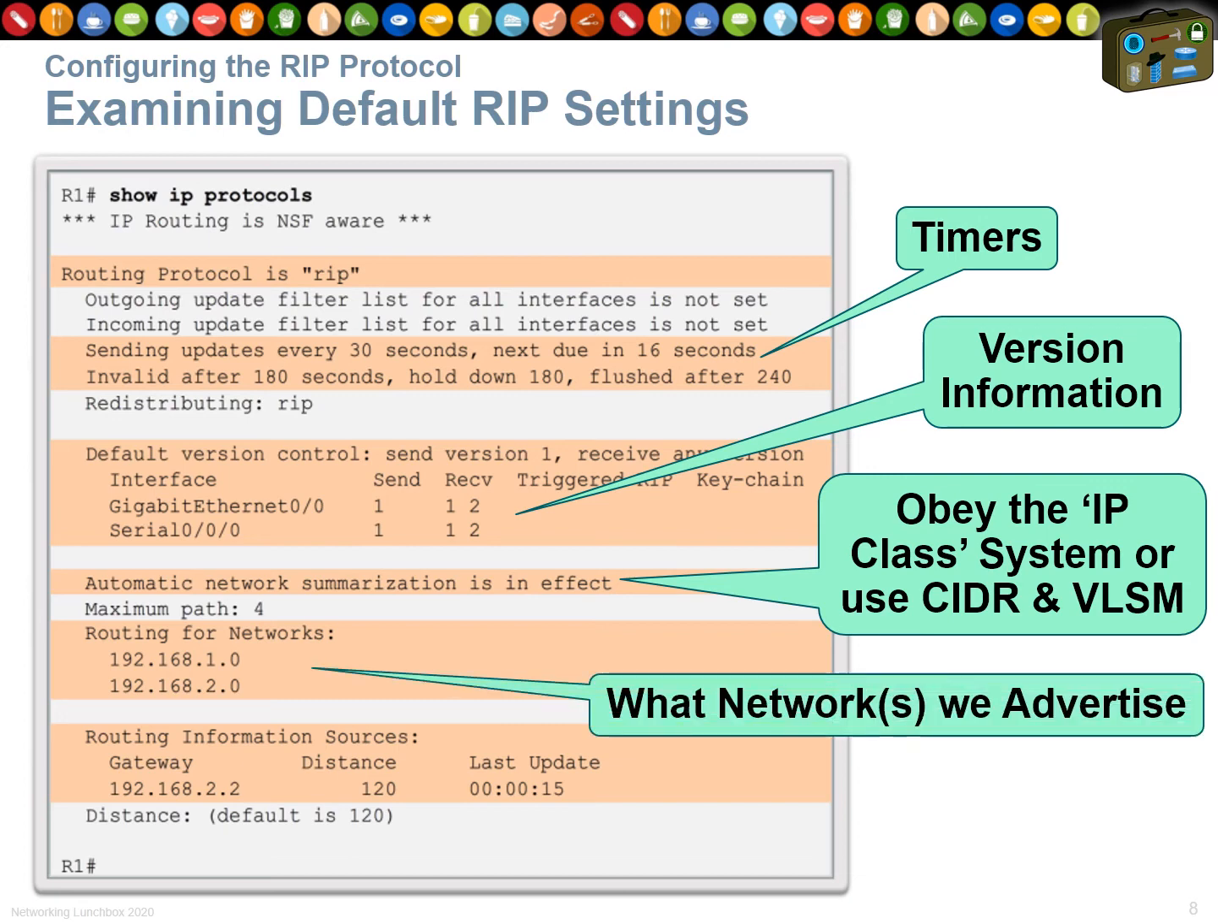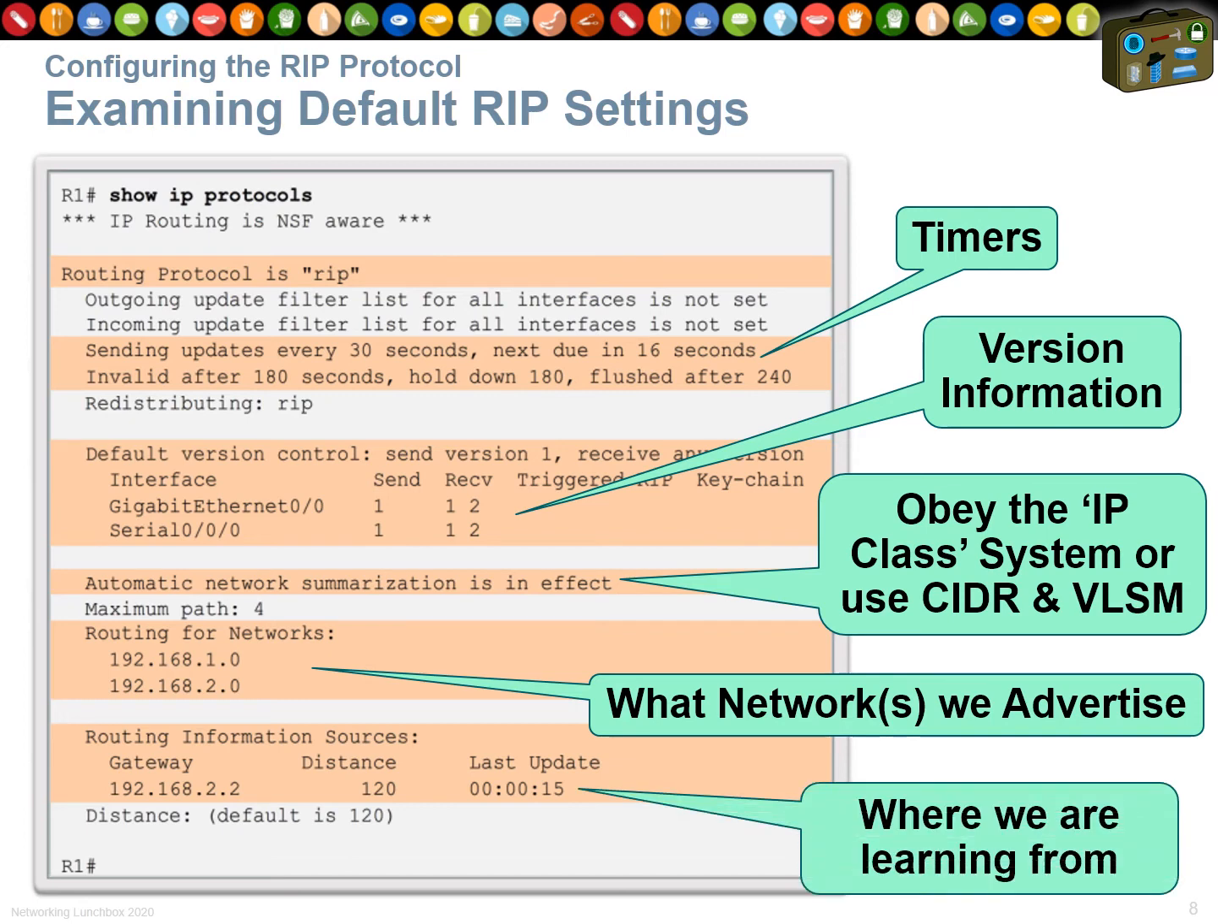We are currently advertising 2 networks, 192.168.1.0 and 192.168.2.0. And currently we have got one neighbor, and that's 192.168.2.2, and we last heard from that neighbor 15 seconds ago. And the distance is the administrative distance, 120. That's the trustworthiness of the routing protocol itself.